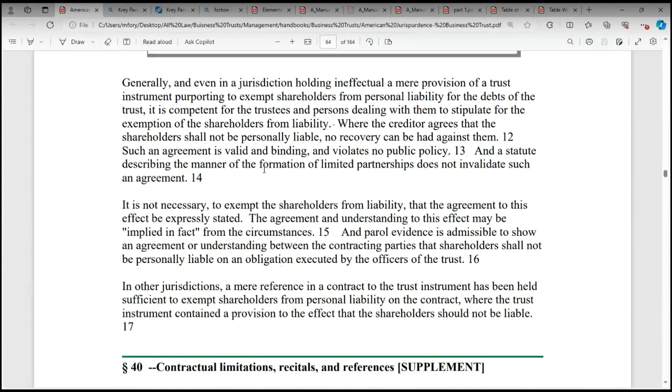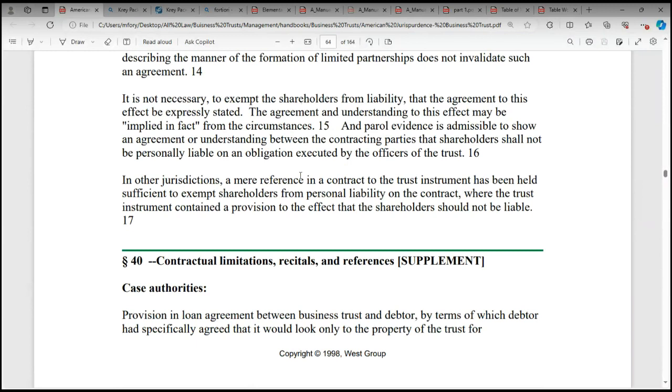And a statute describing the manner of the formation of limited partnerships does not invalidate such an agreement. It is not necessary to exempt the shareholders from liability that the agreement to this effect be expressly stated. The agreement and understanding to this effect may be implied in fact from the circumstances. The parol evidence is admissible to show an agreement or undertaking between the contracting parties that shareholders shall not be personally liable on an obligation executed by the officers of the trust.